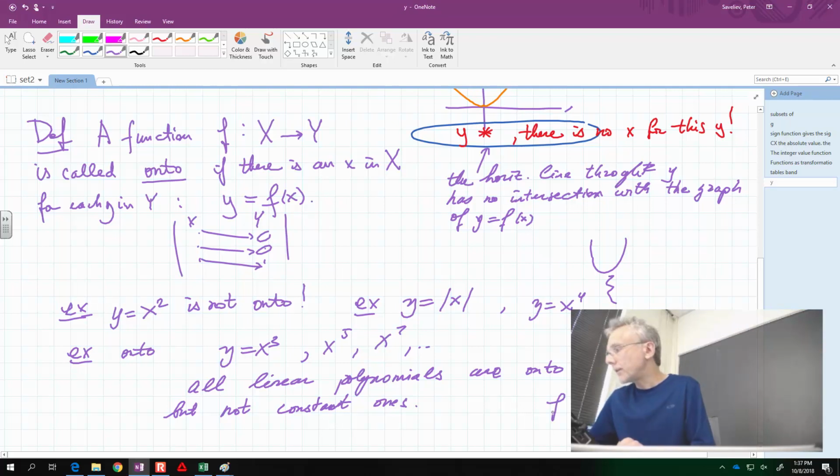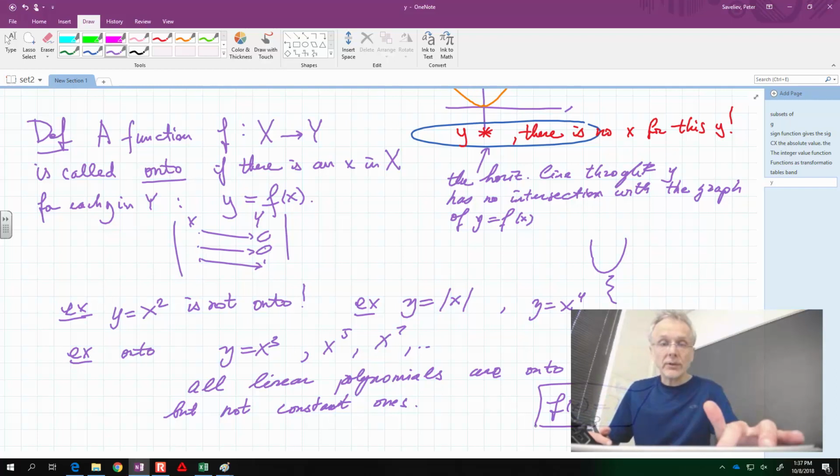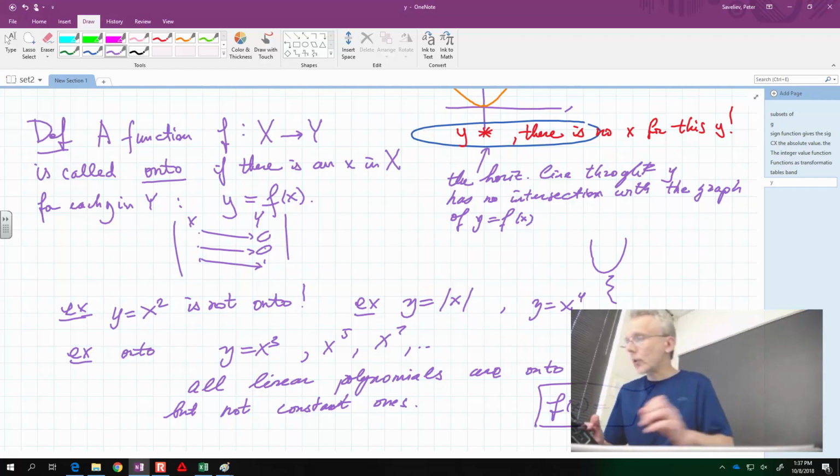The constant function f of x is equal to 1. As you can see, that's an example of a constant function, and almost all the values are missing. The only value that is there is 1, and the rest of them are not covered. So it is not onto. So it's a typical situation. Okay, so that was issue number 1.